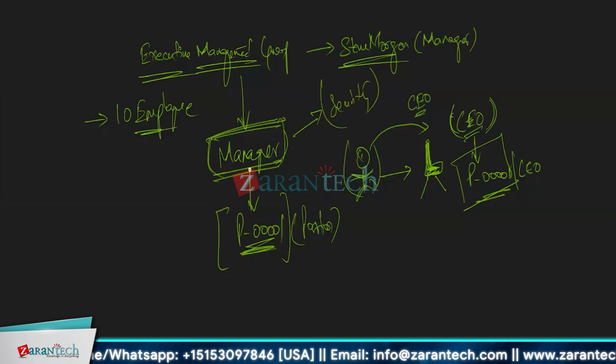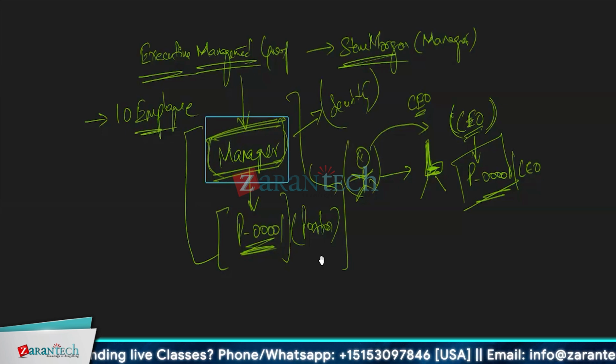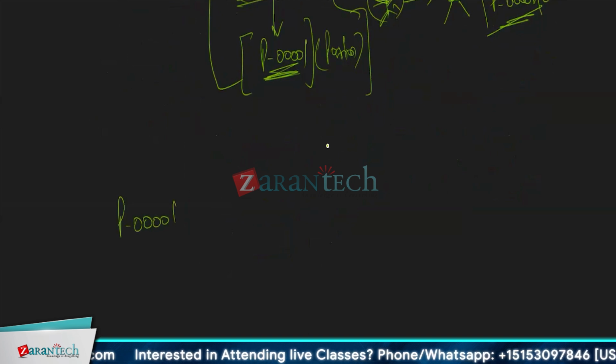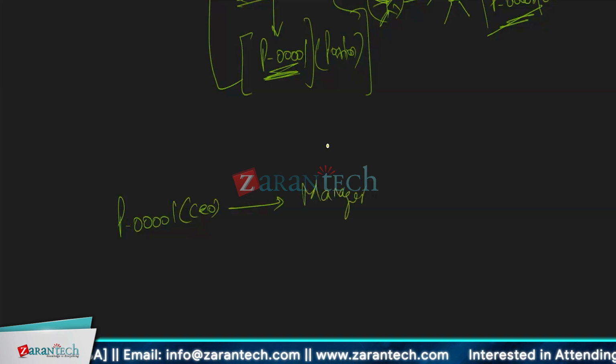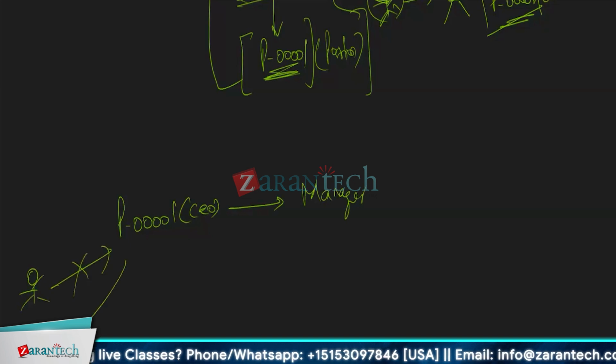I'll get there, but did you understand until here how Steve Morgan became a manager in the first place? Is the concept clear? Yes, sir. So you are not assigning Steve Morgan as the manager, you're assigning the position Steve Morgan holds as a manager. Now I'll tell you why this is important. So this is a position P00001, CEO, and this is assigned the manager role. Today it is Steve Morgan who is assigned to this role. Tomorrow it might be some other person who will become the manager.